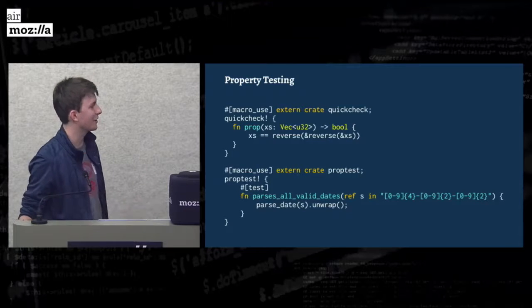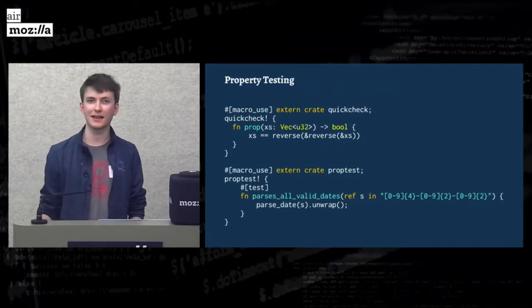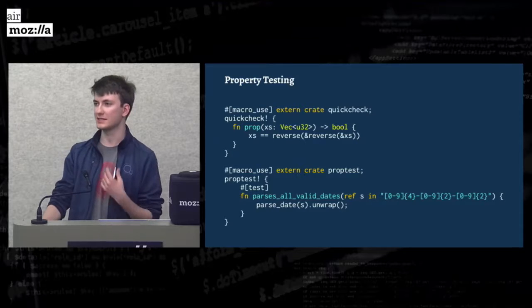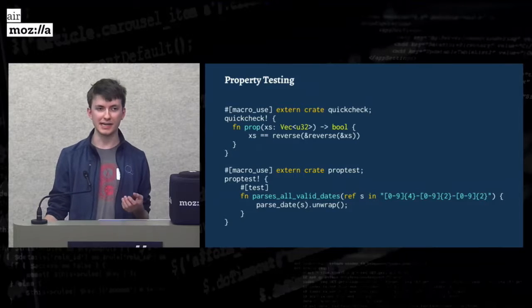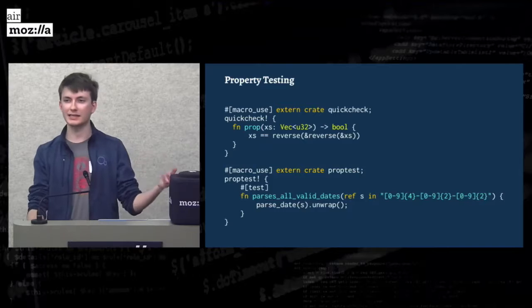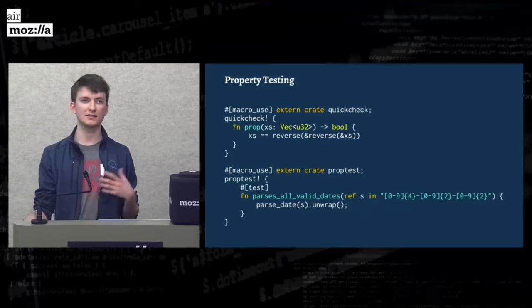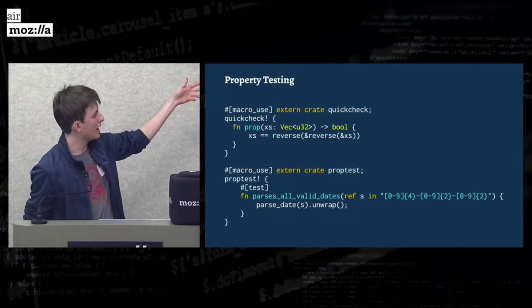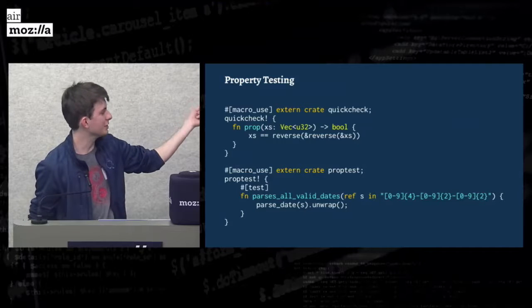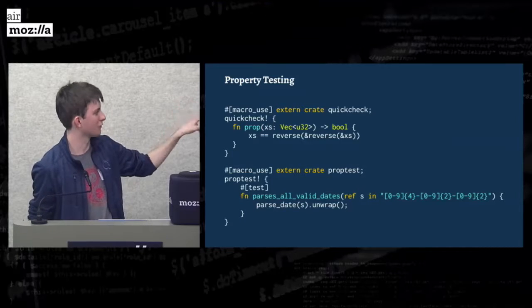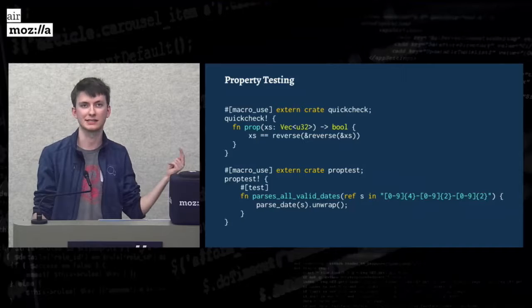So the first category I'm going to talk about is property testing. And this is a thing where, instead of testing on a specific instance of your data, you can test on generic, any data this property should hold. So in this first example, we have this prop that takes a vector of u32s, and we're checking that reversing the reverse of a list is equal to the original list.